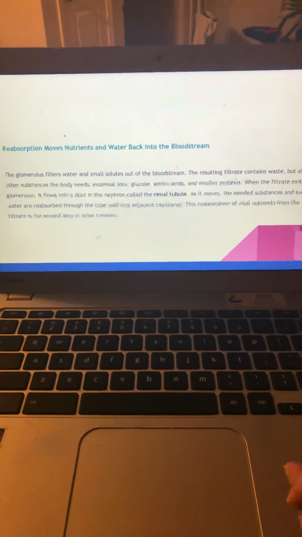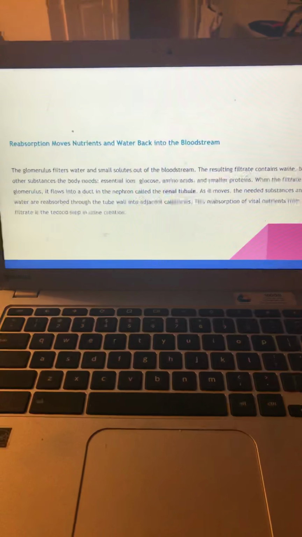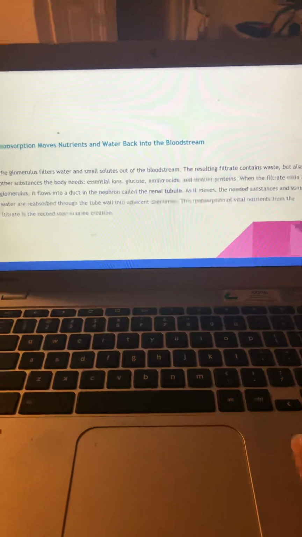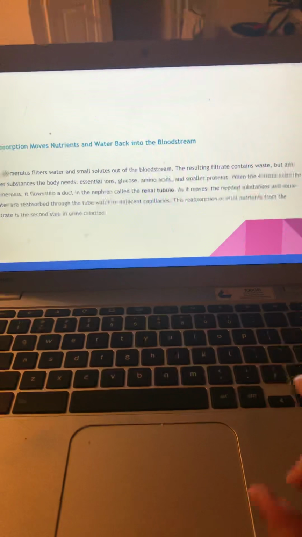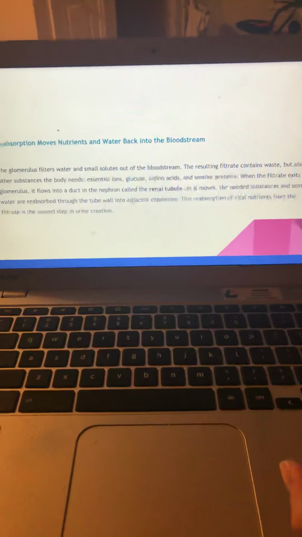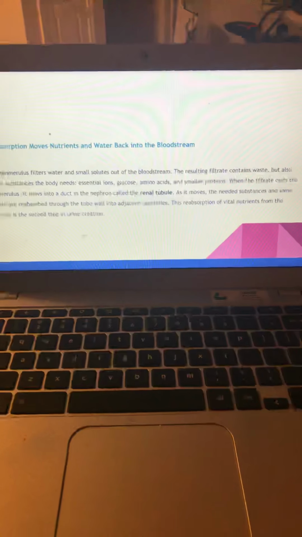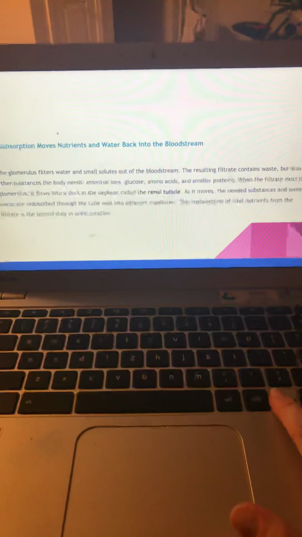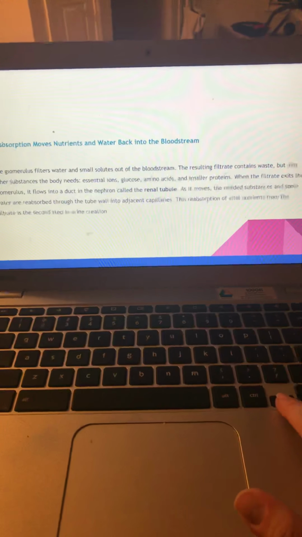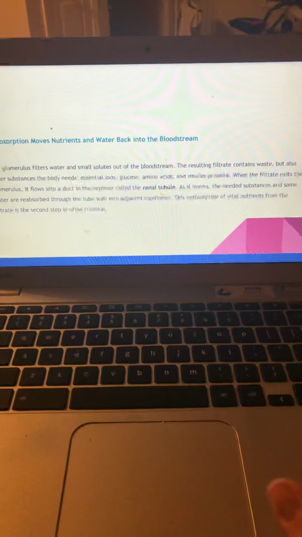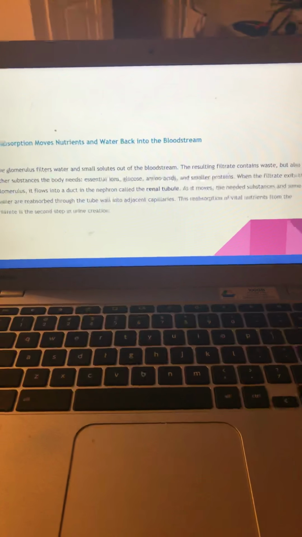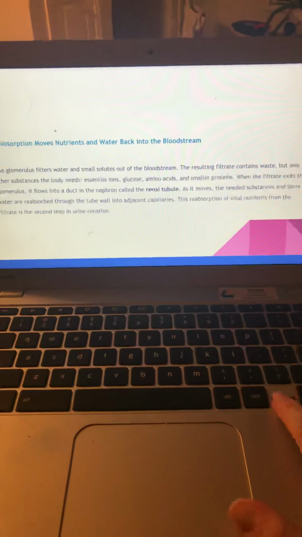Reabsorption moves nutrients and water back into the bloodstream. The glomerulus filters water and small solutes out of the bloodstream. The resulting filtrate contains waste, but also other substances that the body needs, such as proteins, glucose, and ions. When this filtrate exits the glomerulus, it flows into a duct in the nephron called the renal tubule. As it moves, the needed substances and some of the water are reabsorbed through that tube.